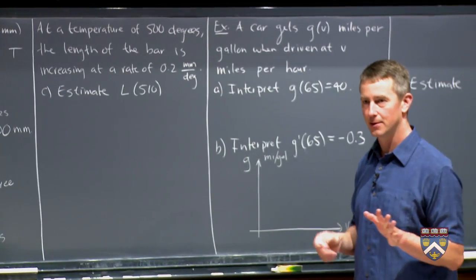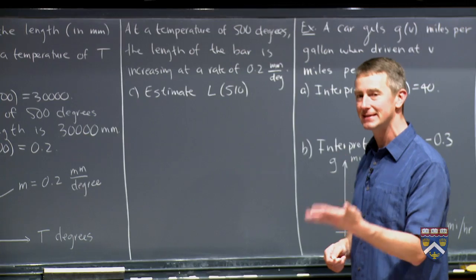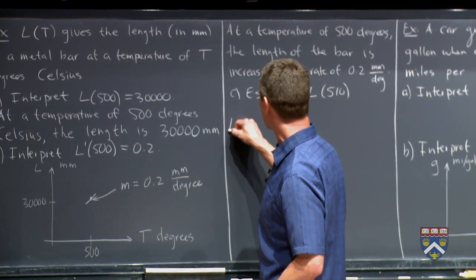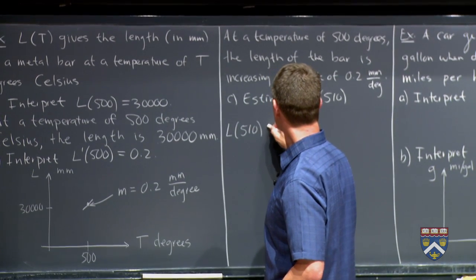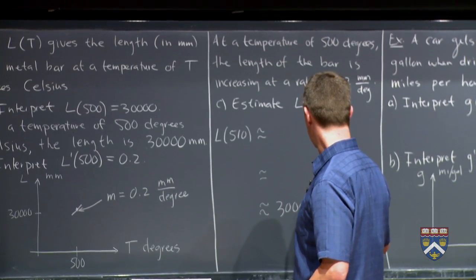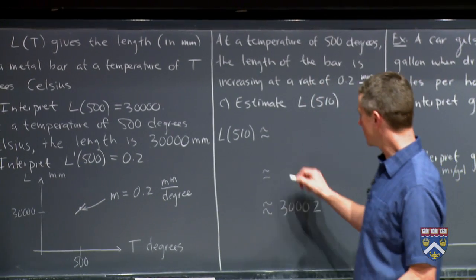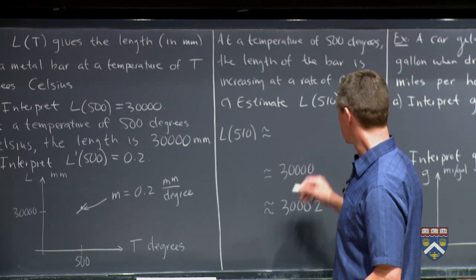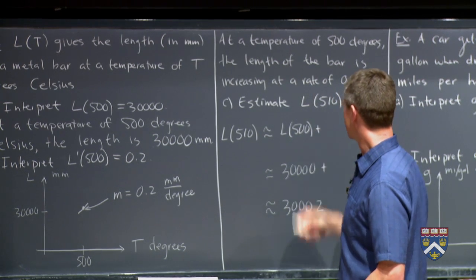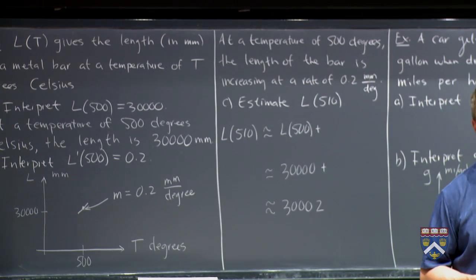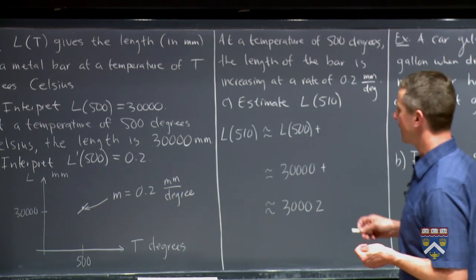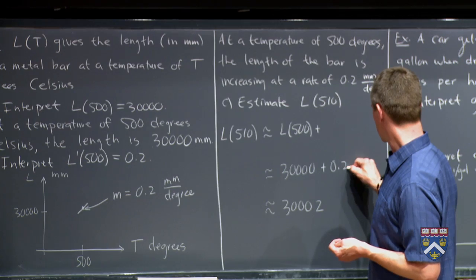And this is just an estimate. We're just doing the best we can of saying if it did stay at the same rate, what would happen? So let's try to write out as a formula how you got that answer of 30,002. I think you started with 30,000, which was L of 500. And then somehow you decided you were going to add 2 millimeters as your estimated gain in the length. And I think you got that by taking 0.2 times 10.